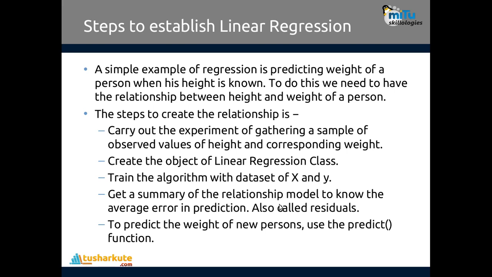Then get the summary of the relationship model, the average error in the prediction, which is called the residual error. Once the model is built, we can see how accurately the data is fitted to the linear regression model. That's what we call the accuracy score of this algorithm. It tells how much linear relationship all this data follows, maybe 100%, 90%, 20%, 50%, whatever. The difference from 100 is called the residual error.